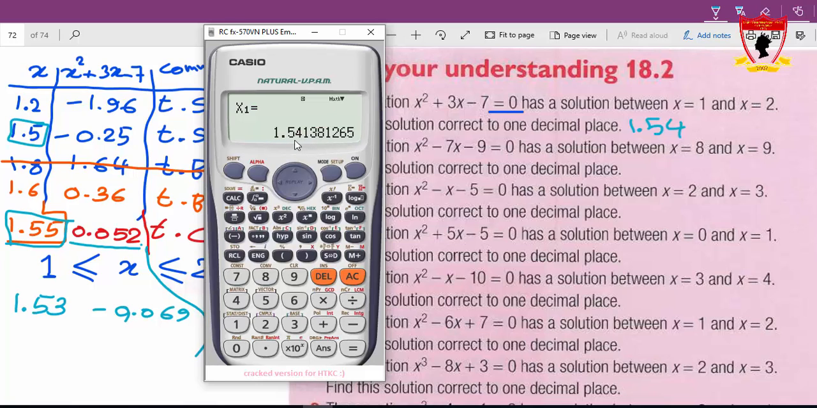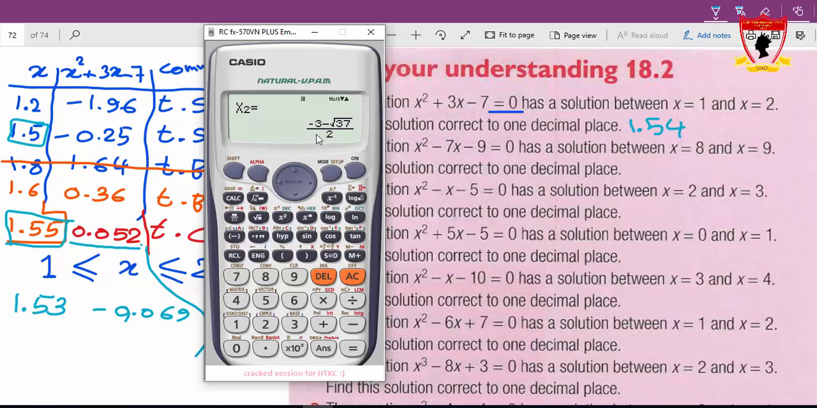1.54 is the answer that we got using the numerical way. If we could continue, we would get this number, but it takes a long time. Since this equation is power 2, it's x squared plus 3x minus 7, it has two solutions. The first one is 1.54. As the question says, it has a solution between 1 and 2. This one is between 1 and 2.